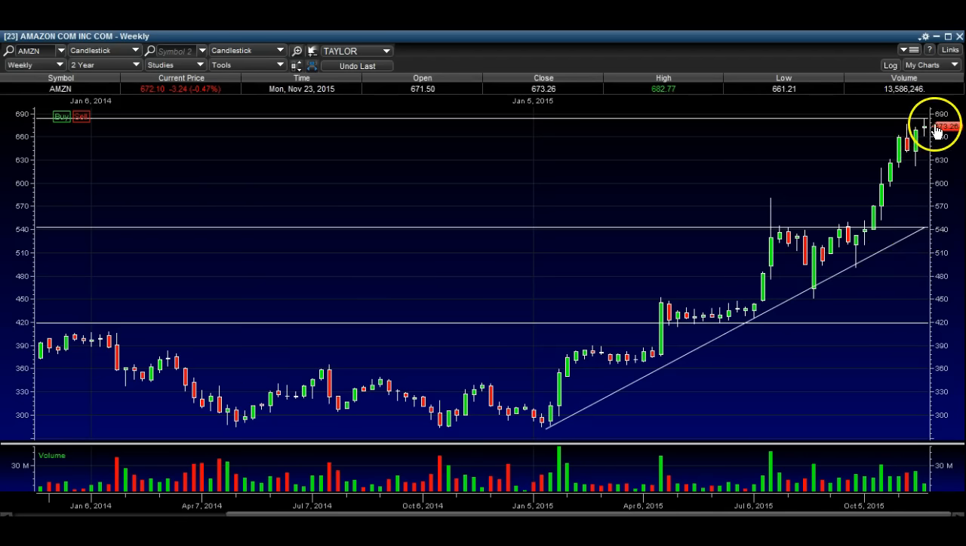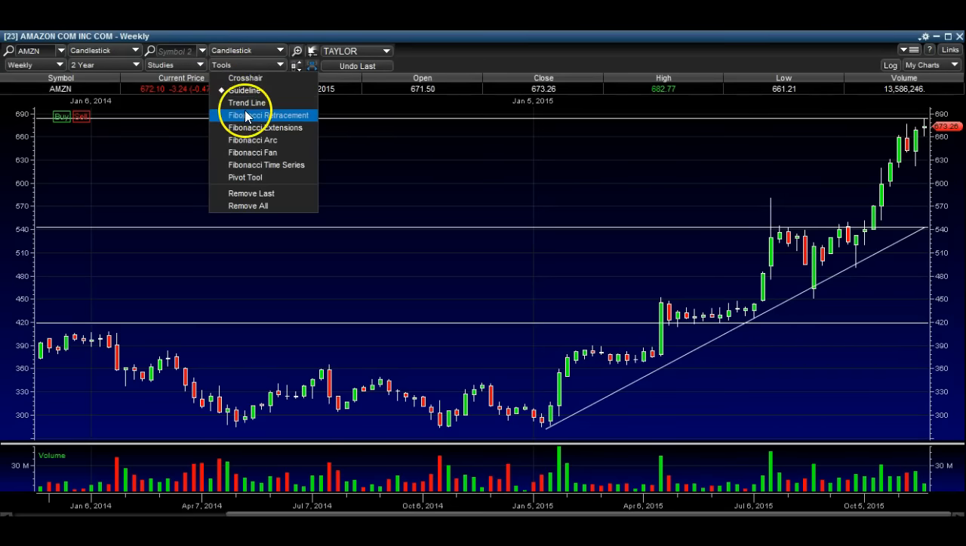But one thing I do want to point out is we've got a doji up here that could not close above the highs. Another reason why I think we're going to see some consolidation for Amazon. But as you can see, a lot of really great support in this 540 range, from the tops of these candles on the weekly chart, and it also matches up perfectly with this uptrend line.